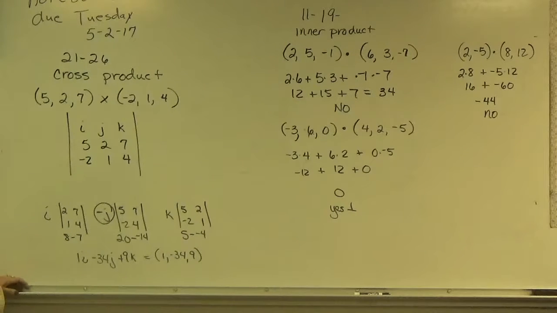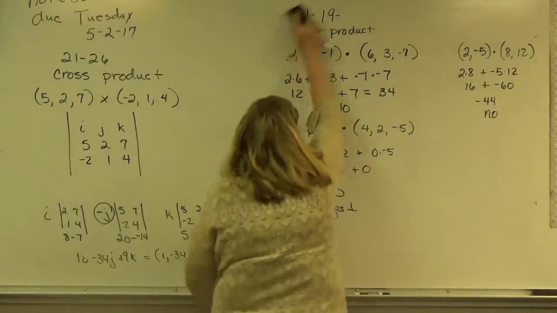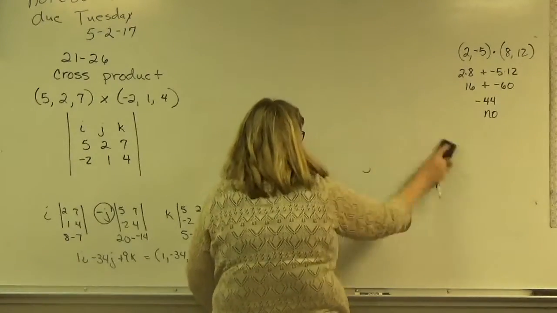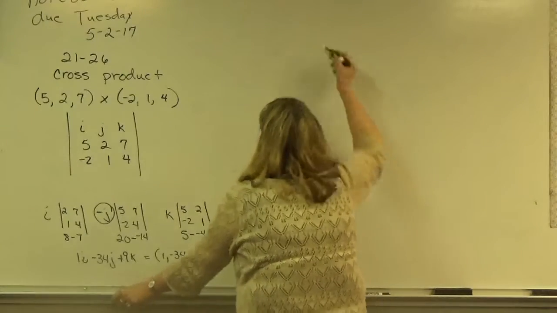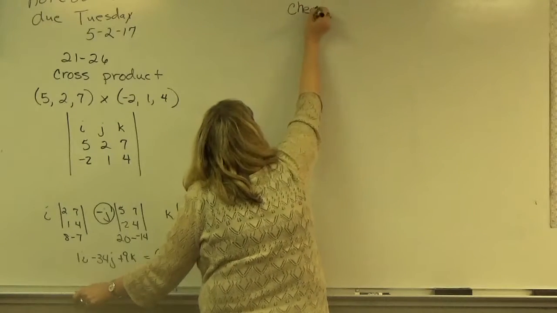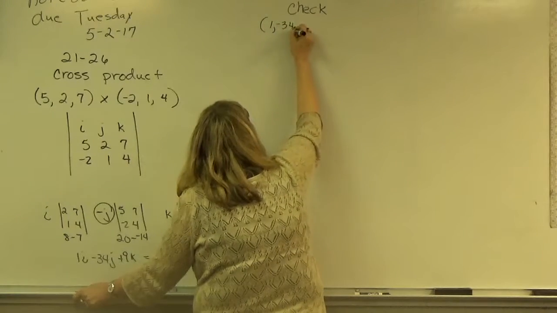Now, I said check each one of these. What you just found when you do a cross product is a perpendicular vector to each one of these. To check, I shouldn't have to check these today because you can check your own, and I want you to check your own. So here is my check for this. I have 1, -34, and 9.